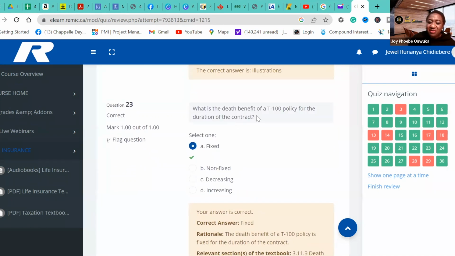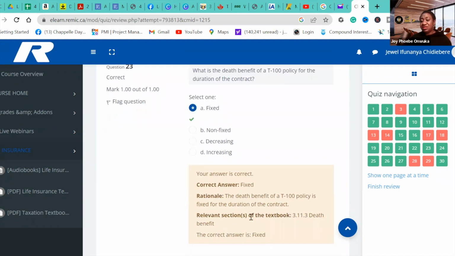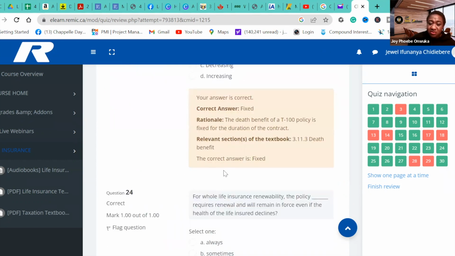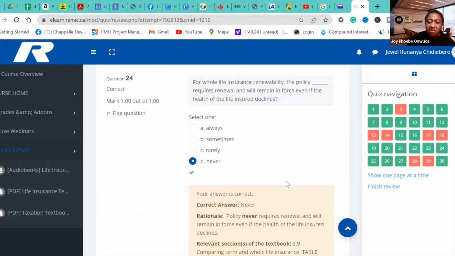23. What is the death benefit of a T100 policy for the duration of the contract? It's fixed. The death benefit doesn't increase. It doesn't increase either, okay? And that's why in the rationale, we see here that the death benefit of a T100 policy is fixed for the duration of the contract.